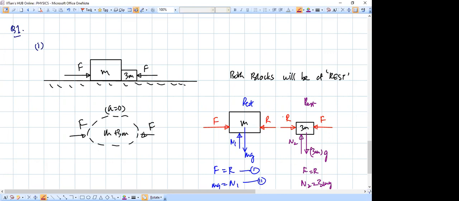So this R and this R, you can see, are an action reaction pair. One is the force that the block m is applying on 3m, the other is an equal and opposite force that 3m is applying on m. Okay, and so R is basically the normal reaction contact force between the two blocks.